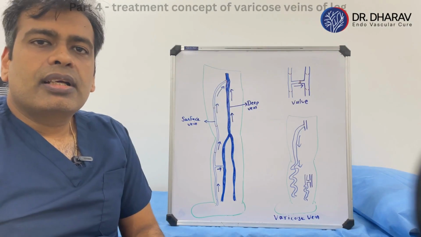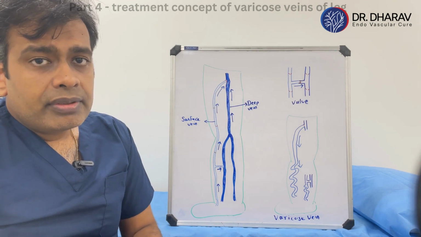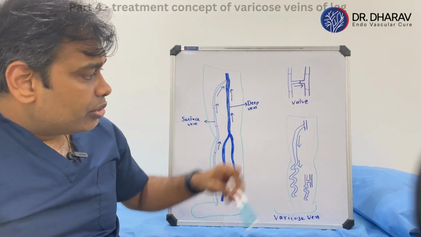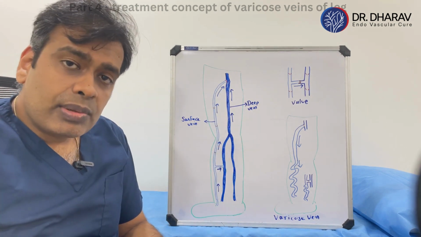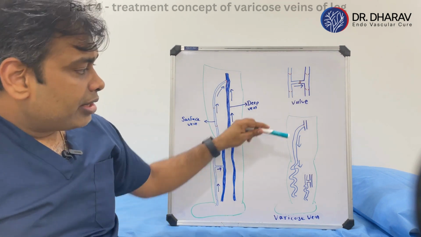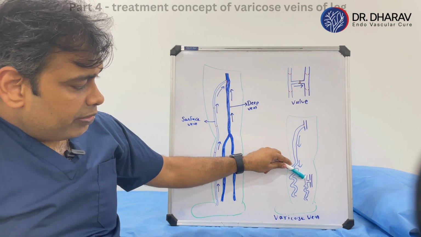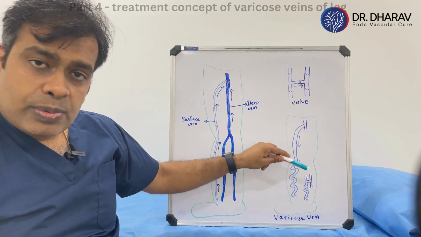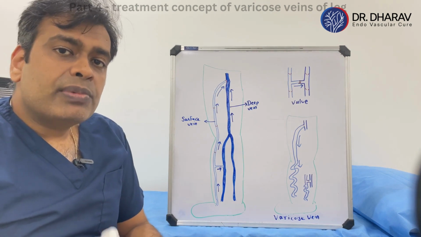Now based on this understanding, we can do the treatment. You should understand this vein is not useful in the body. It is not helping in blood circulation. So in order to treat the varicose vein, we need to get rid of this vein. Also, this perforator and these veins are not useful, and your blood is not going back through these veins. So we need to get rid of these veins.